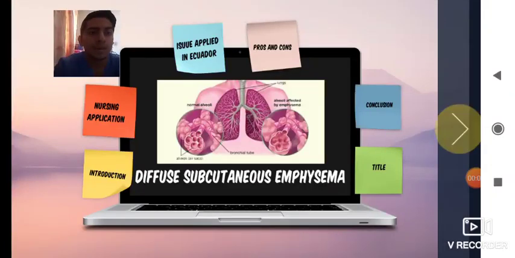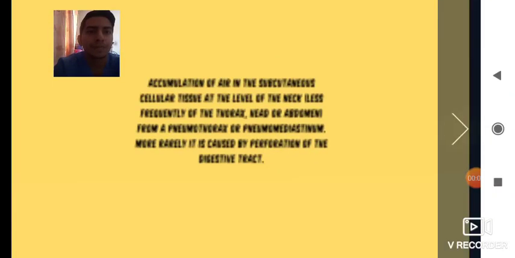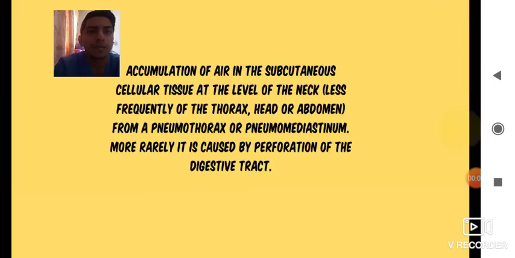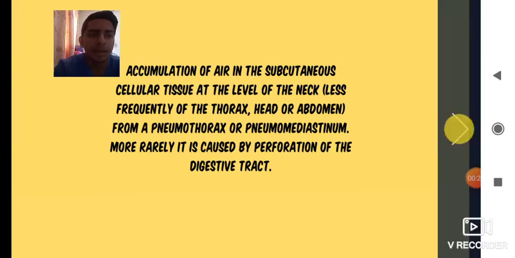Subcutaneous emphysema. Introduction. Accumulation of air in the subcutaneous cellular tissue at the level of the neck, less frequently of the thorax, head, or abdomen, from pneumothorax or pneumodiaphragm. More rarely it is caused by perforation of the digestive tract.